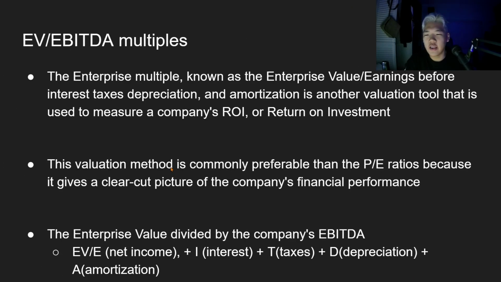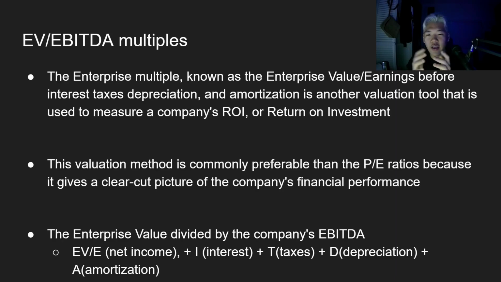Next, EV and EBITDA multiples. The enterprise multiple, known as the enterprise value divided by earnings before interest, taxes, depreciation, and amortization, is another valuation tool that is used to measure a company's ROI, or return on investment: how many earnings you're making on your investment. Although it may seem a little more complicated, this tool is actually a lot more preferred compared to the PE, because it doesn't have major shortfalls, and it's a way better representation of the company's financial performance.